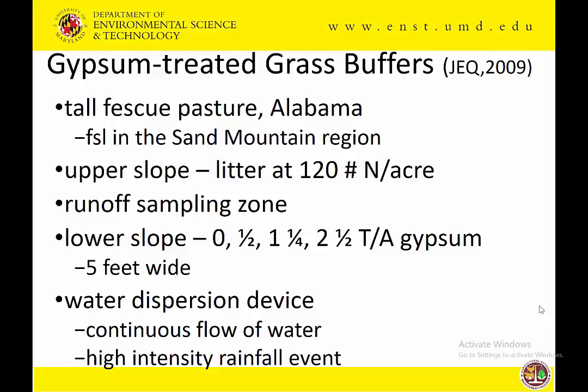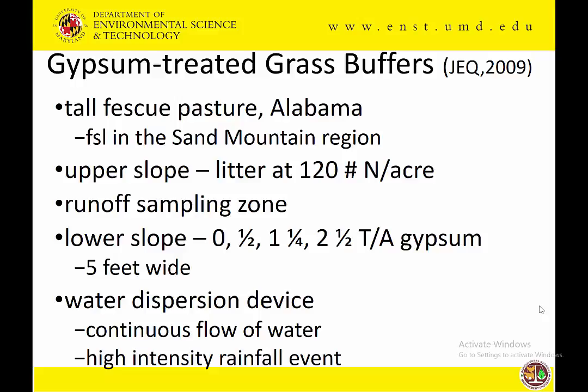the likes of which you might find on the edge of a field. And this work was done in Alabama on a fine sandy loam in the Sand Mountain region. This is a region in the southern Appalachians where soils are formed on sandstone, and they are very, very deep sandy soils. They set this up such that there was an upper slope where they put litter on at 120 pounds of total nitrogen per acre, a runoff sampling zone, and then a lower slope mimicking the buffer where they put on variable rates of gypsum.